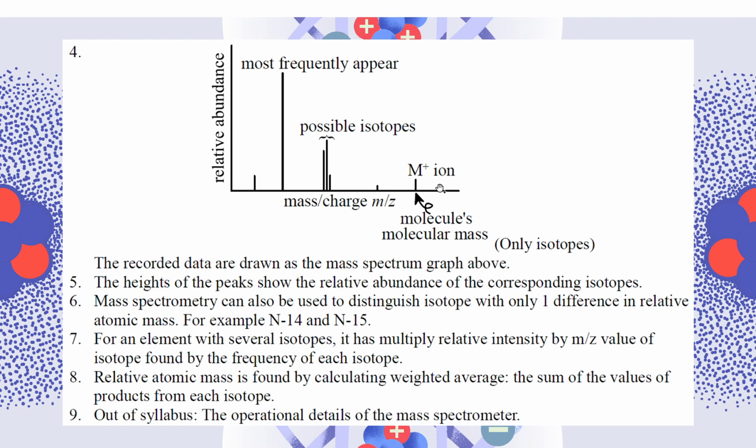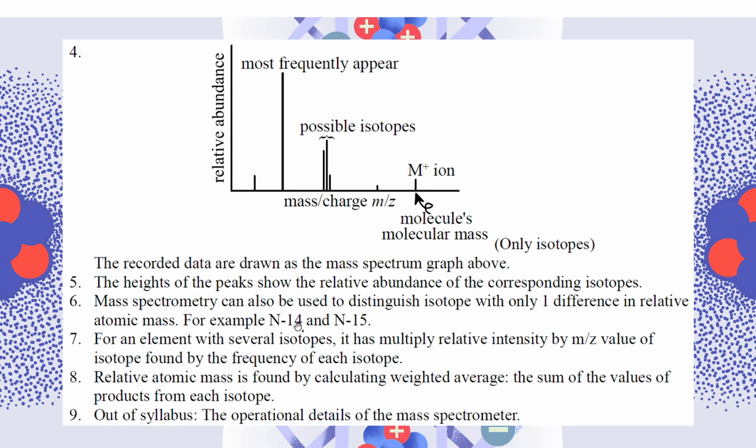It happens always, just like in the 2025 May exam: one organic compound, and they ask you to use this way to find it out. And the isotope spectrum shows the relative abundance of the corresponding isotopes. By this relative abundance, you can find out the molecular mass, or the atomic mass, or the mass number of the atom. Mass spectrometry can distinguish isotopes with only one difference in relative atomic mass. Wow, so accurate. N-14 and N-15 are different. Each peak can differ by just one mass number.